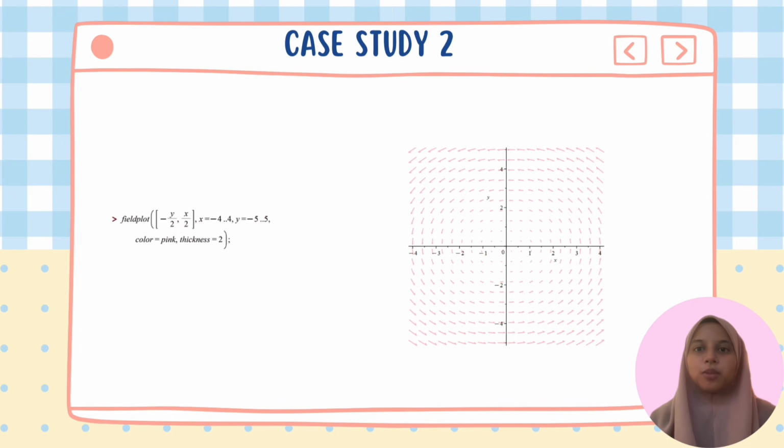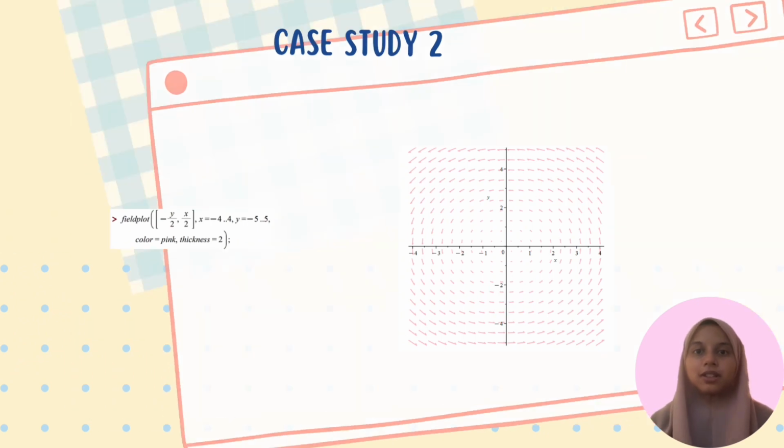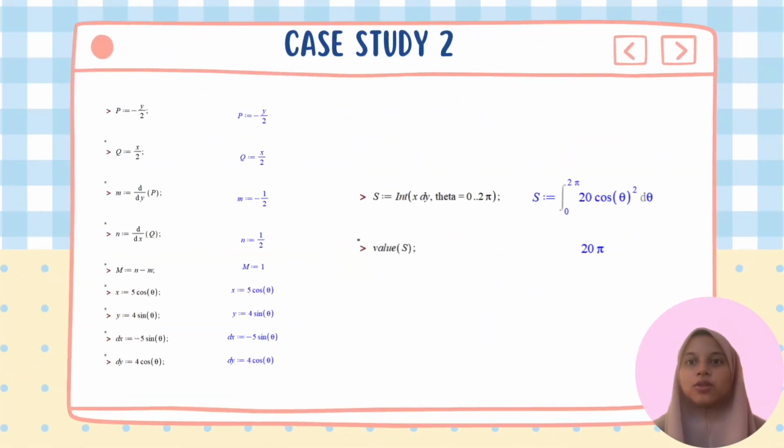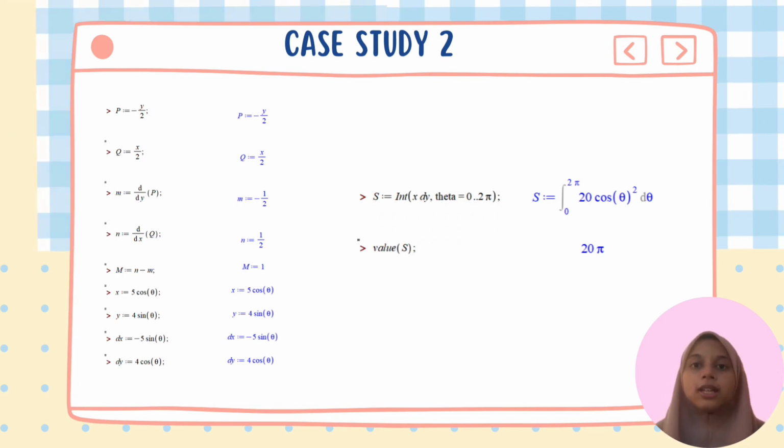Then we use fieldplot to visualize how vector fields behave over a region, providing insights into their direction and magnitude at various points. Then we insert our P, Q, M, N, and x, y with their derivatives. To perform the integration, we use Int, which represents an unevaluated integral. Int is where we combine multiple integrals before evaluating them and apply simplification. Lastly, we use value to evaluate the expression.